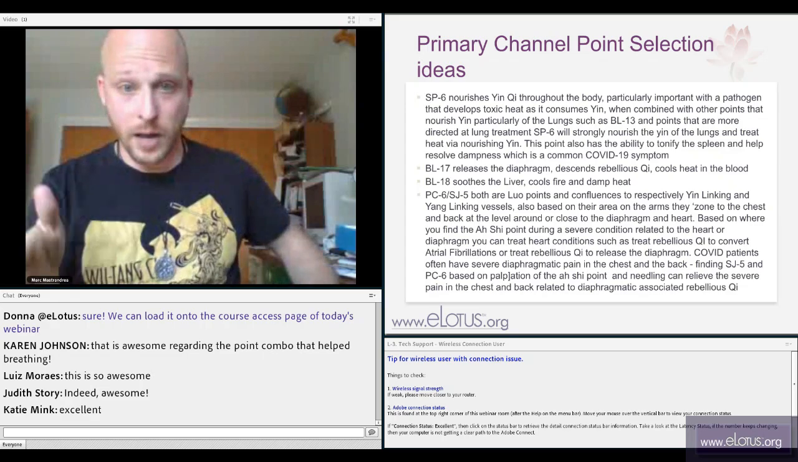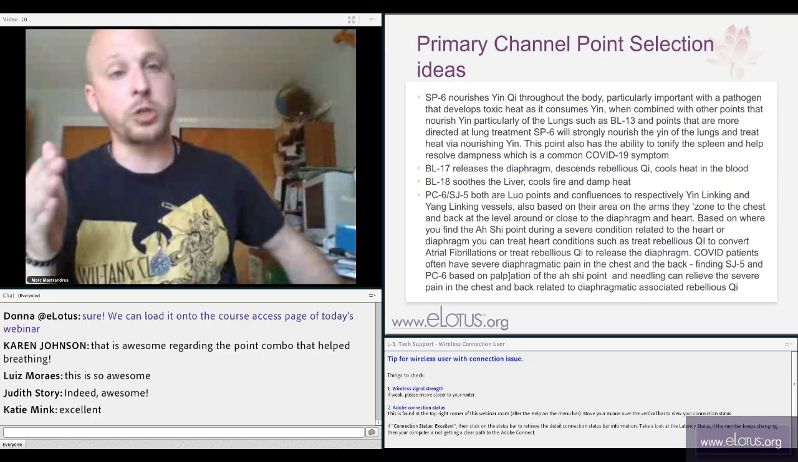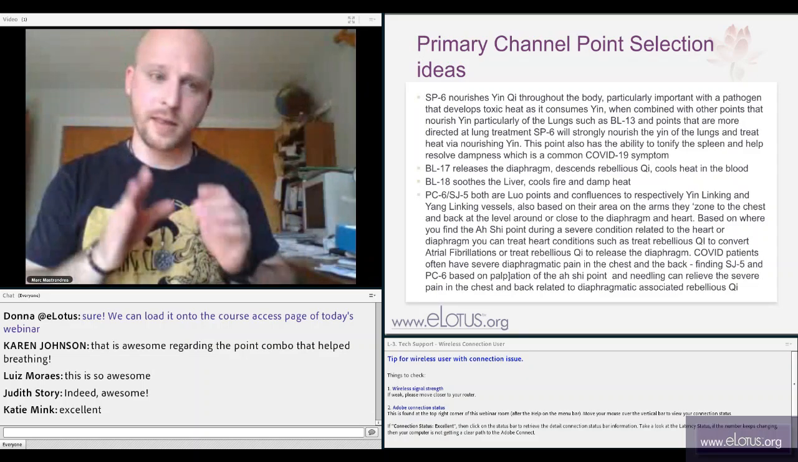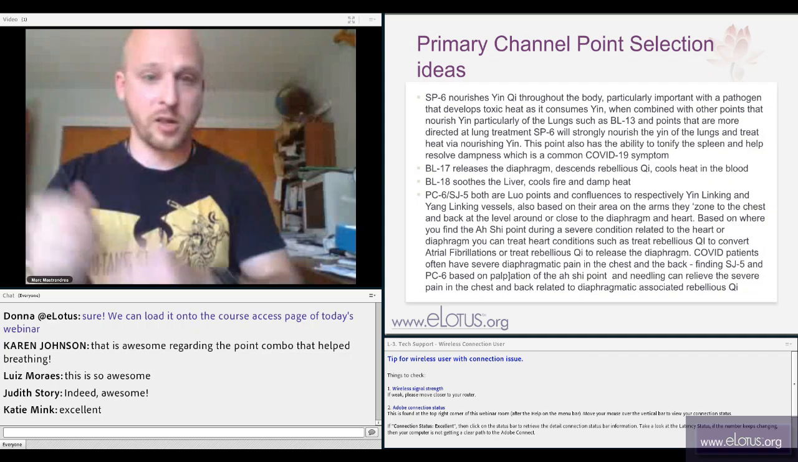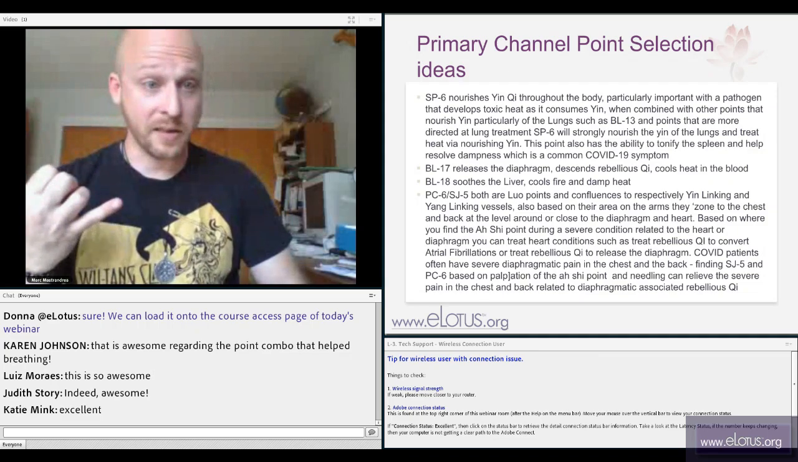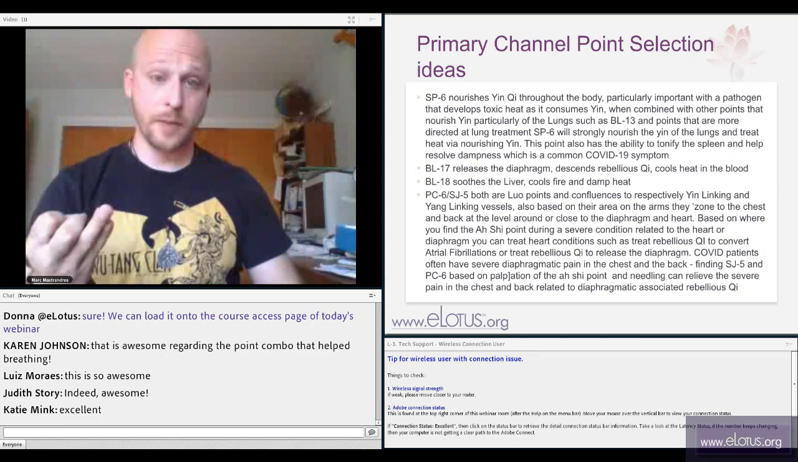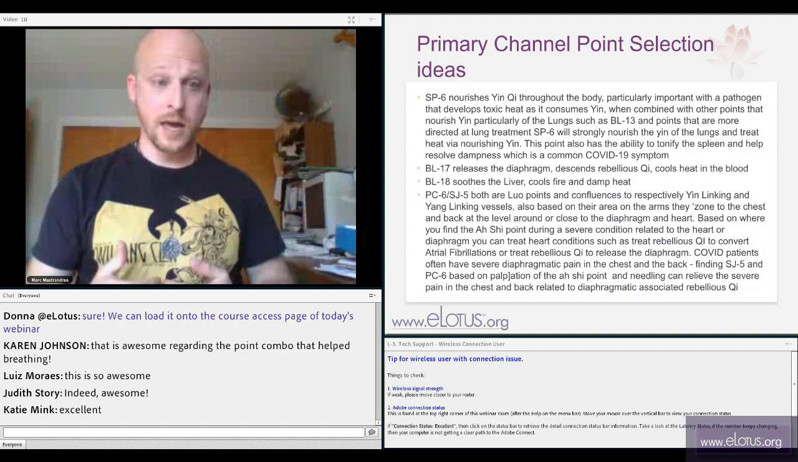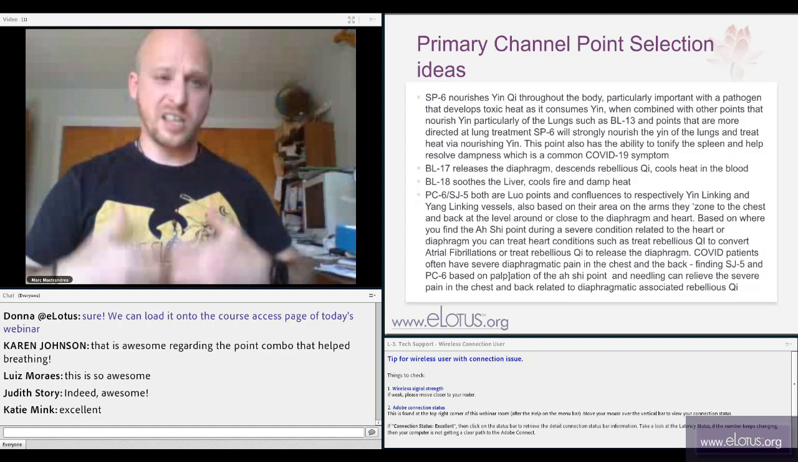Definitely use it. When combined with other points, as we said, like bladder 13, it will nourish and move the yin to the area. So it will help to direct the yin that's being created to the organs it's associated with. This is also good for tonifying the spleen, right? And resolving dampness, which happens in COVID-19, right? It attacks the function of the spleen and stomach. And what happens? You end up with increased phlegm.